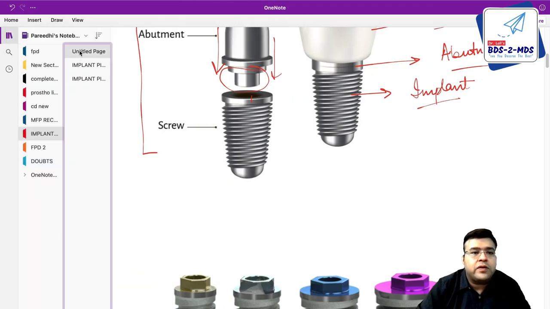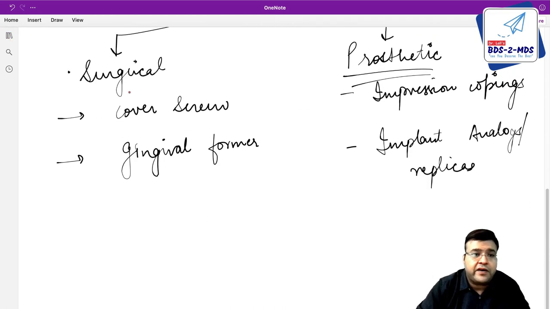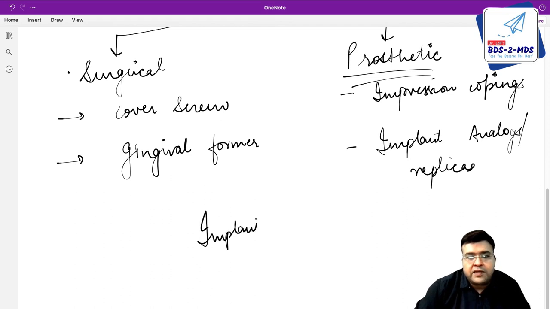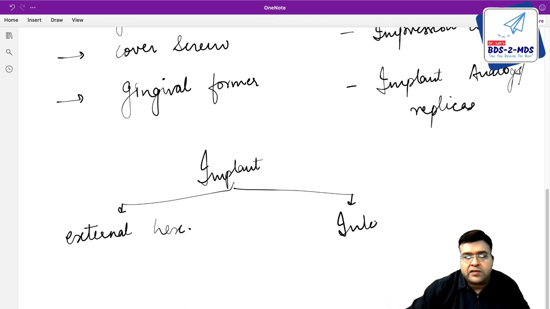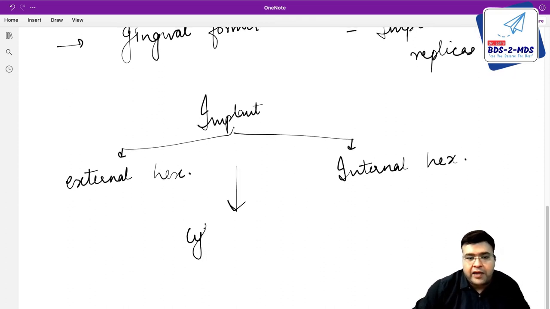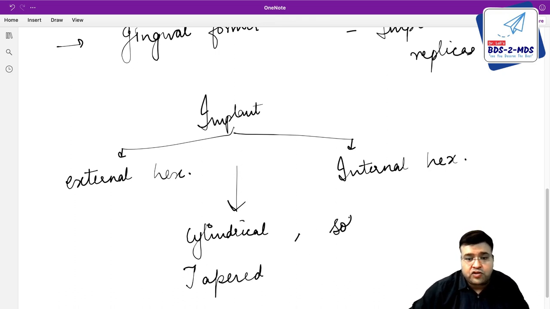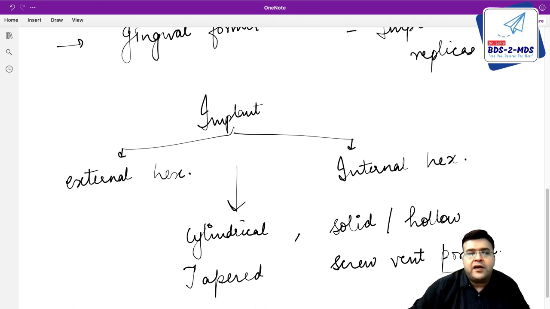Next, coming on to the different types of connections, right? Different types of connections an implant is going to have. So your implant is divided into basically two types of connections. One is called an external hex connection, and the other one is called an internal hex connection. Now, other than this, these implants can be either cylindrical, right? These implants can be tapered. These implants can be solid or slightly hollow. They can have a small screw vent portion, right? So there are different types of designs of an implant.